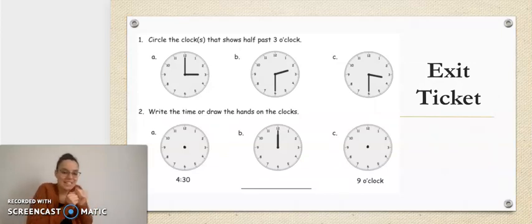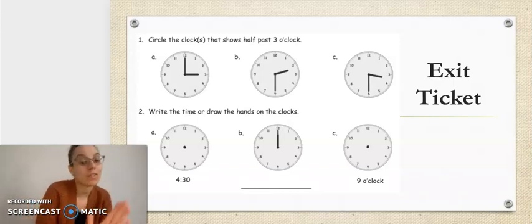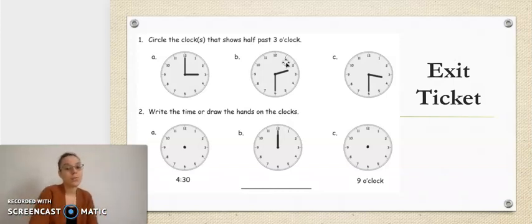It's time for the exit ticket. On the exit ticket, you don't have to draw all 3 clocks. All you need to do for number 1, just write a number 1 and draw the 1 clock that shows 3 o'clock. And then write number 2. For number 2, you need to draw all 3. For number 1, you only need to draw the right answer. For number 2, draw 3 clocks.